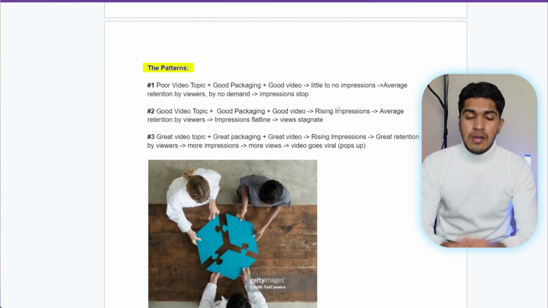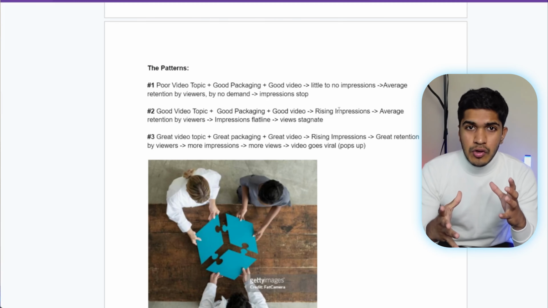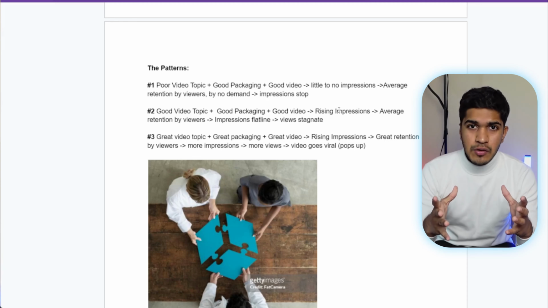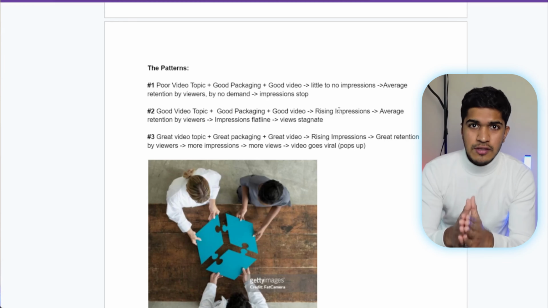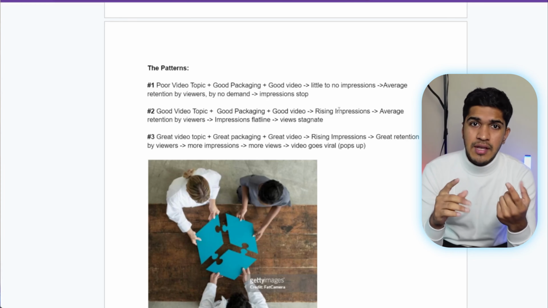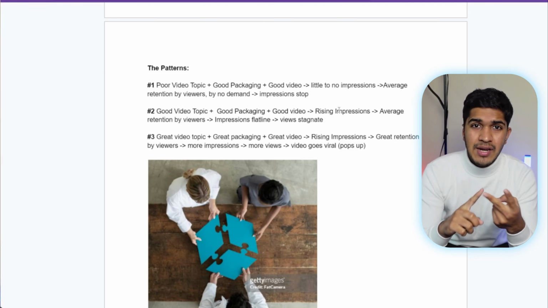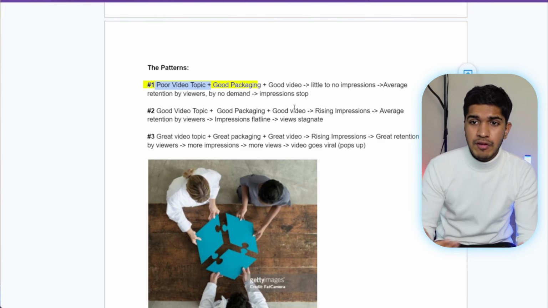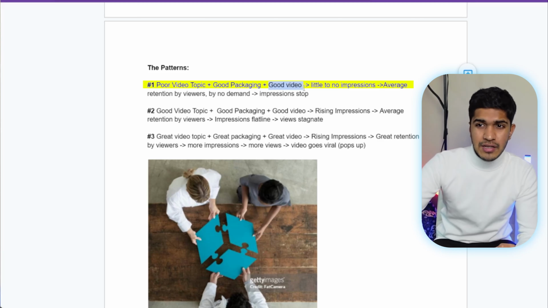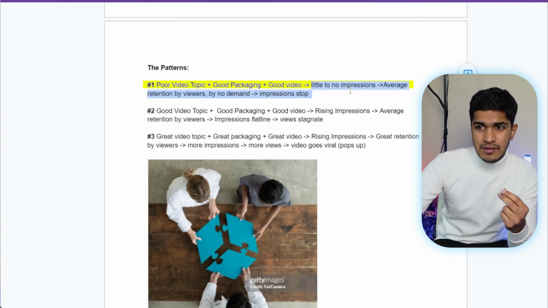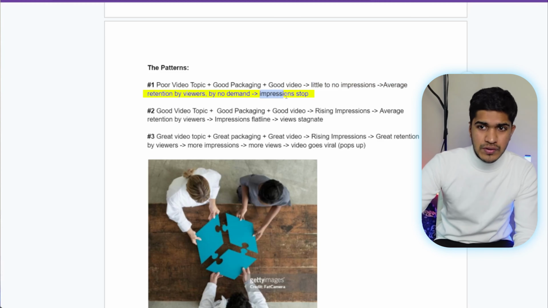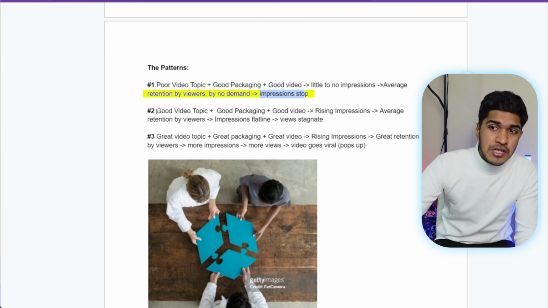The patterns. Everything in YouTube and everything that you succeed with in YouTube automation comes down to just this formula, okay? And it applies the same thing: remarkable idea, packaging, and product. And how does that apply? You have a poor video topic, you have a good packaging, a good video, you will experience somewhat little to no impressions, okay? Average retention by viewers, by no demand, and impressions top.